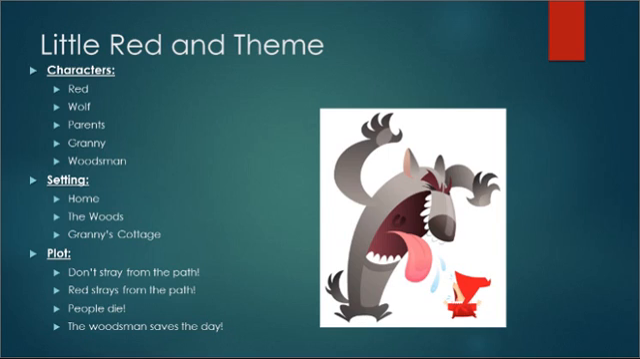Characters in the story: we have Little Red, we have the wolf, we have Little Red's parents, great parenting that they do. We have Granny, who lives alone in the wolf-infested woods. And in the original Grimm fairy tale version of it, we do have the woodsman or the huntsman that comes at the end of the story and saves Little Red.